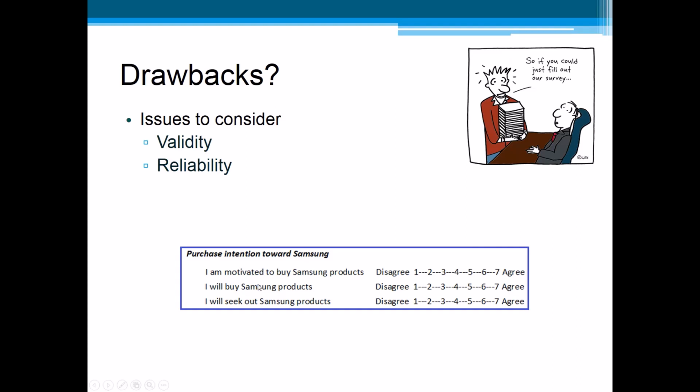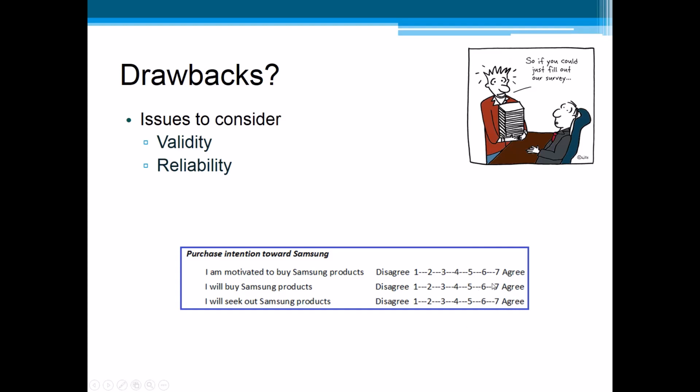So here you can see 3 questions that relate to measuring purchase intentions, and it's purchase intentions towards Samsung. An individual respondent will be presented with these 3 statements and asked to indicate the extent that they disagree or agree with that statement. So: I'm motivated to buy Samsung products, I will buy Samsung products, and I will seek out Samsung products. Presumably if they rate highly on all of these, then we say they have high purchase intention.